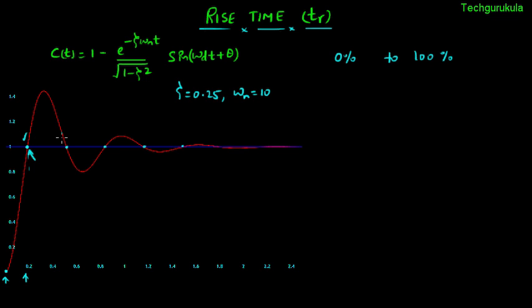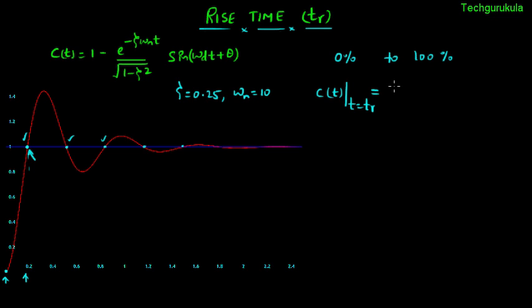So this is the first attempt, this is the second attempt, third attempt. Rise time is all about finding the time that it takes to go from 0 to 100% of its final value in the first attempt. C of t at t is equal to tr. Let's say we call tr the rise time.